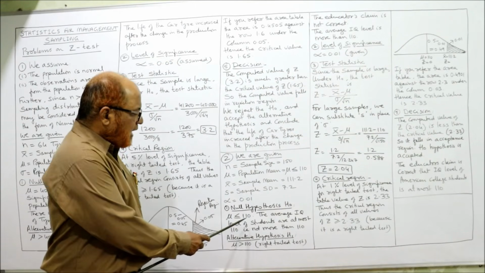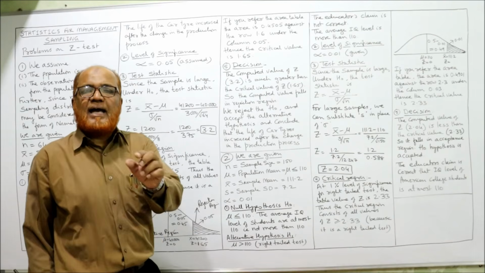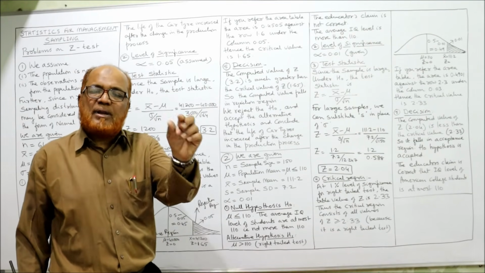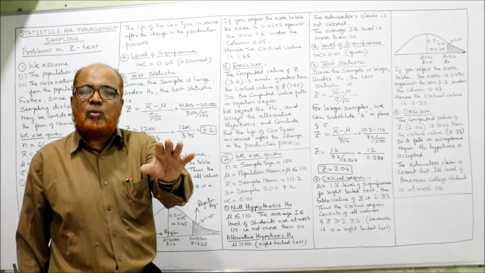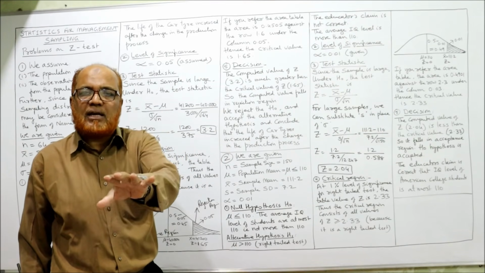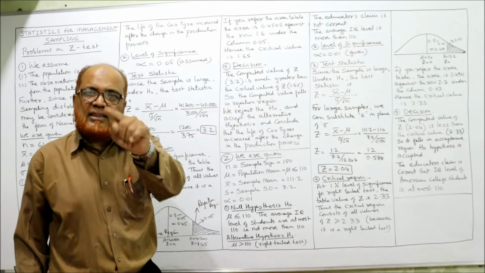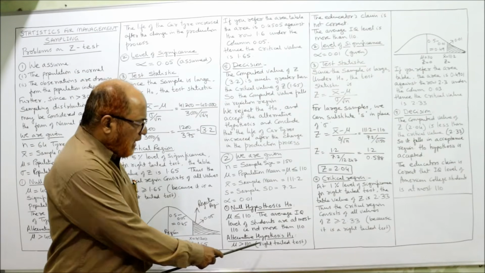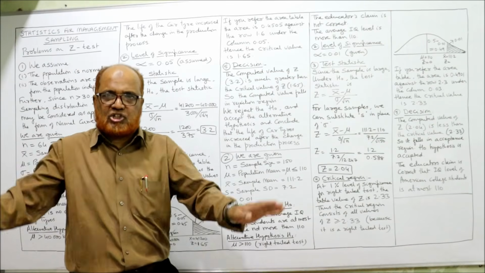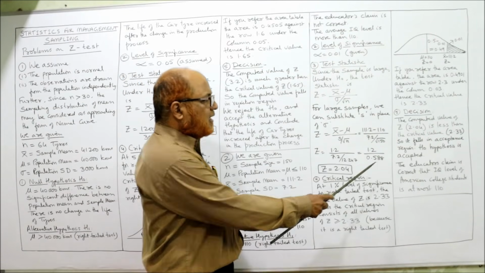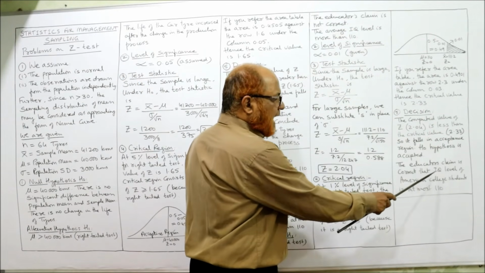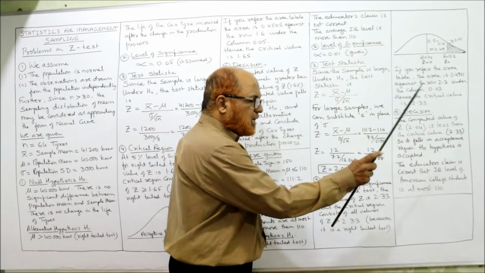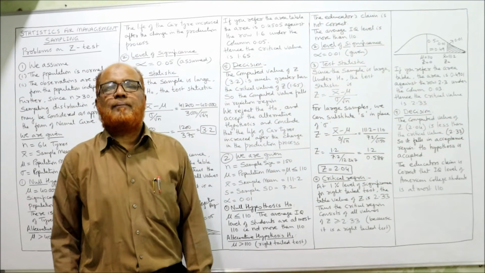So what is the null hypothesis we have written? The educators claim that American college student IQ is at most 110, not more than 110. That we'll accept. It is not more than 110. The alternative hypothesis, greater than 110, is rejected. So finally, the educator's claim is correct that the IQ level of American college students is at most 110. That's it.